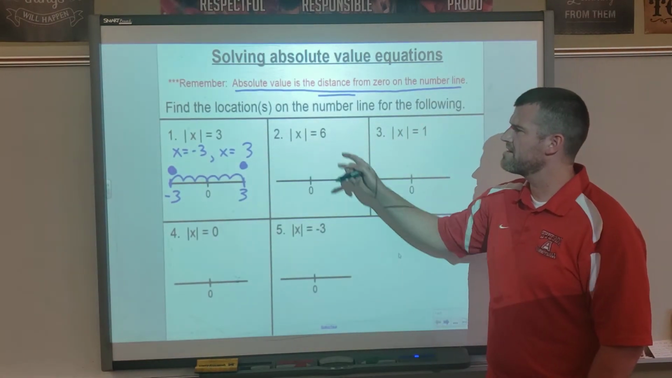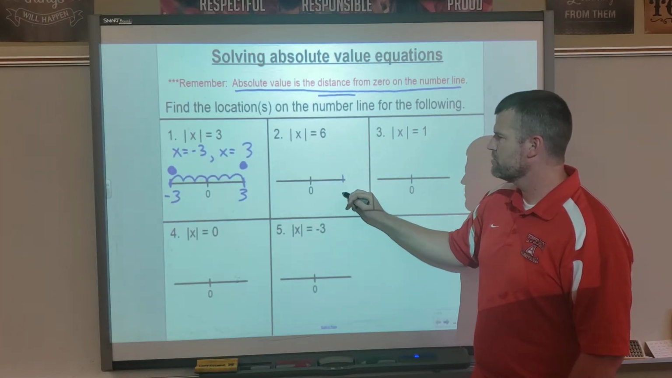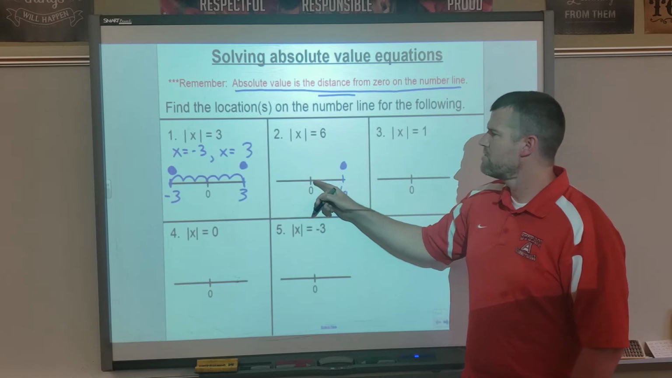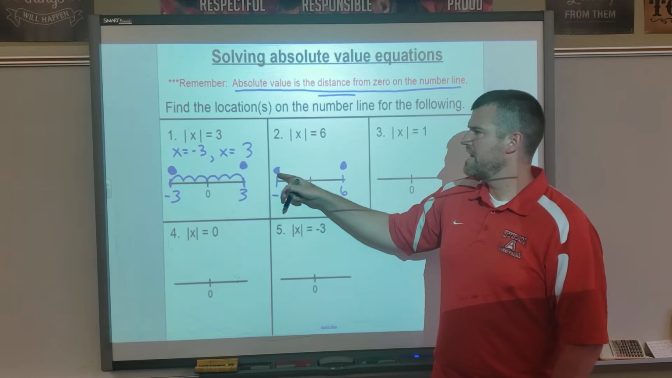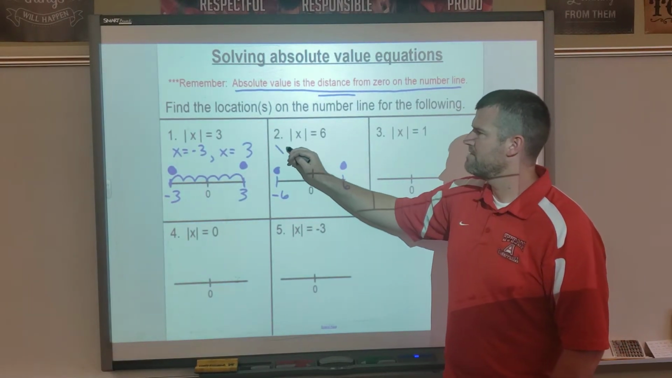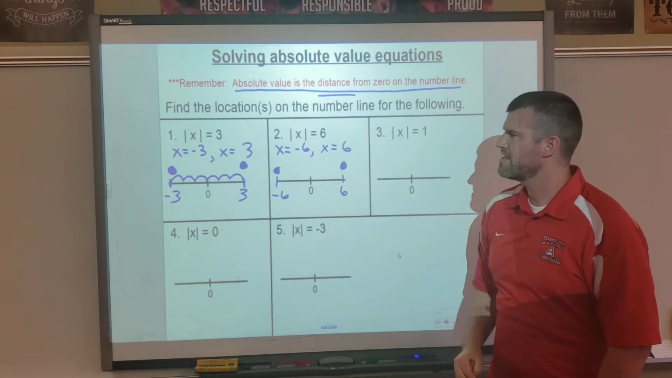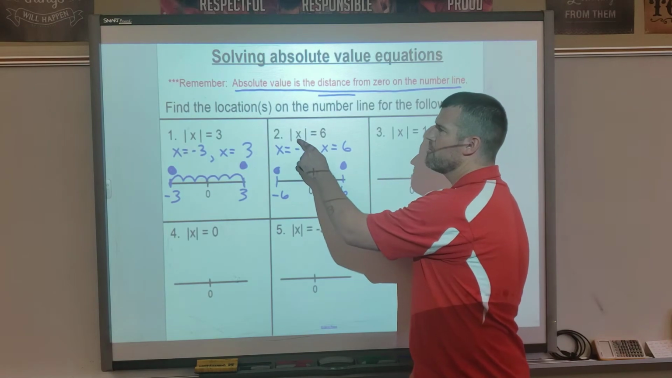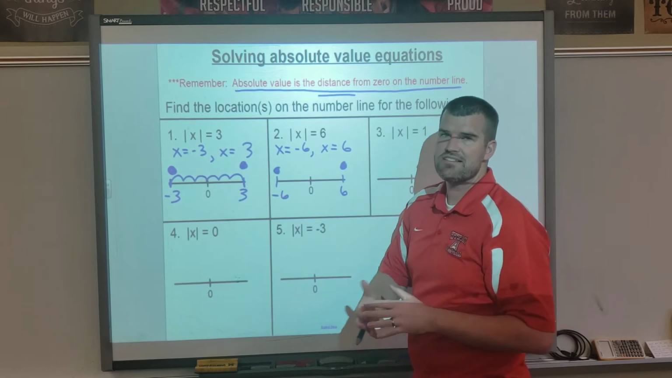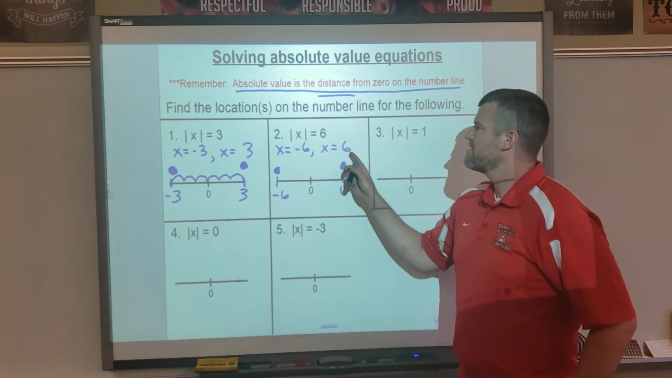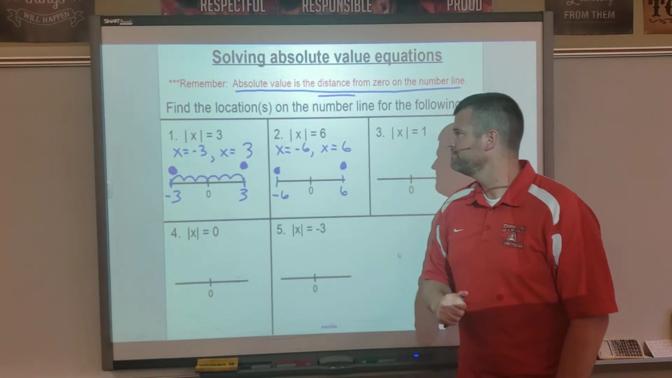Same idea with 6. If our distance is 6 spots away, we can go 6 to the right of 0, which would be positive 6. Or we could go 6 to the left of 0, which would be negative 6. And we would get a solution at negative 6 and a solution at positive 6. So x equals negative 6, x equals positive 6. If I was to plug this into the equation, the absolute value of negative 6 is 6, because negative 6 is 6 spots away from 0. Same thing, if we plug in 6, it works, because 6 is also 6 spots from 0.